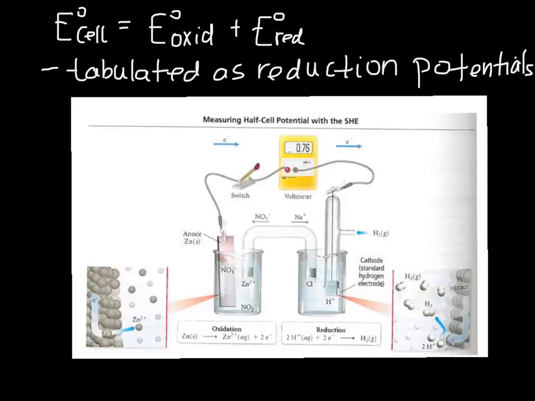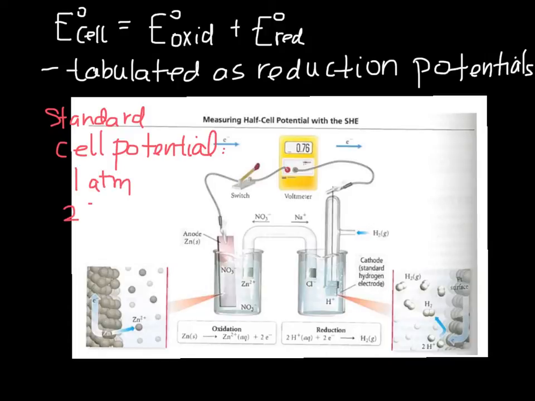I should make one more comment about the standard cell potential. For standard cell potential, this is assuming that we're operating at 1 atmosphere, 25 degrees C, and that the activity of all species is 1. So that's the standard conditions, and later we'll talk about non-standard conditions.